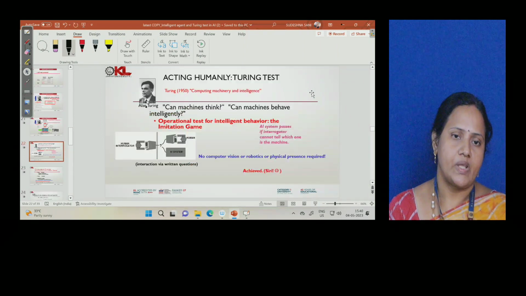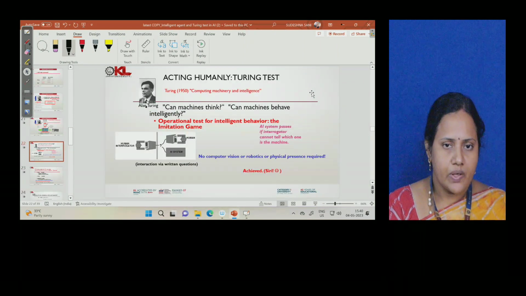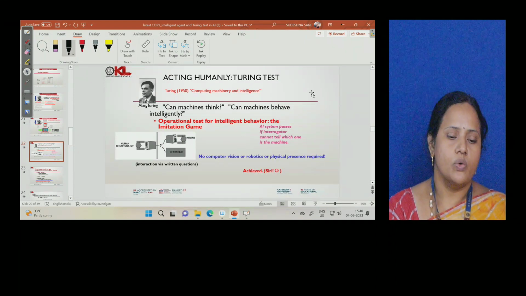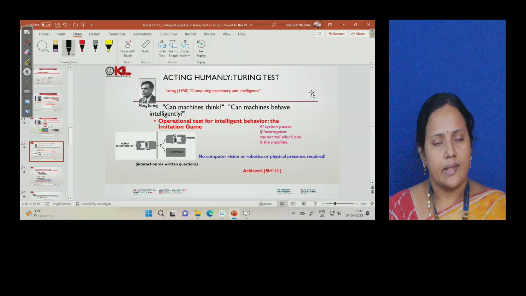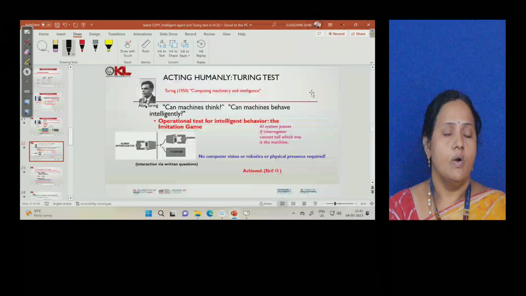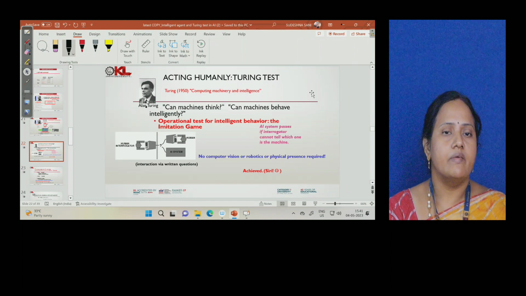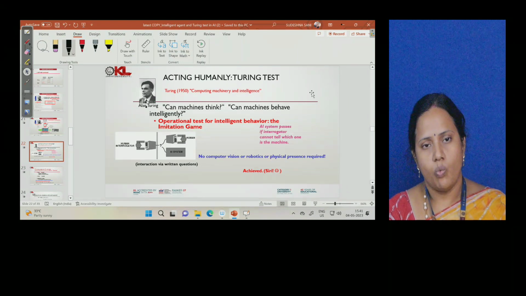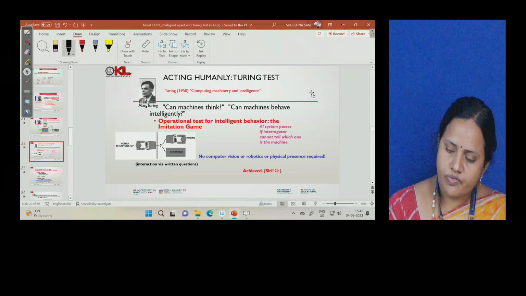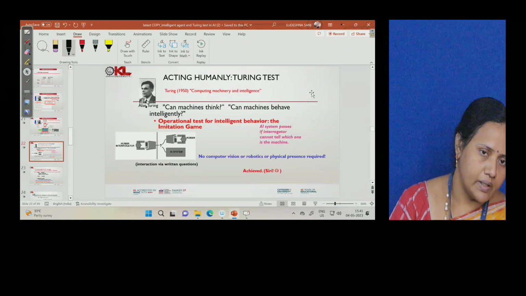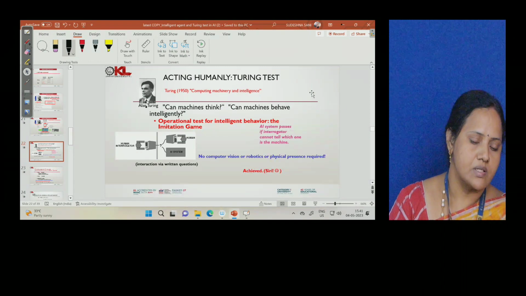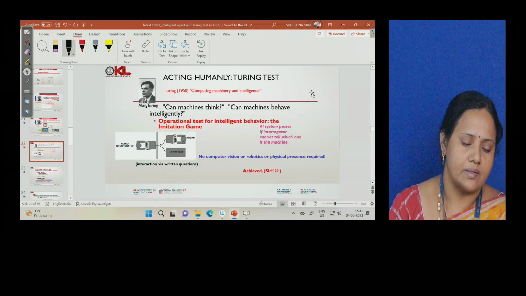Since we are talking so much about the Turing test, what exactly is it? It goes something like this: can machines think? Can machines behave intelligently? It is an operational test for intelligent behavior, the imitation game. Let us see what exactly the Turing test is. Here you see three different rooms, and the person in each room is not aware of what is present in the next room.